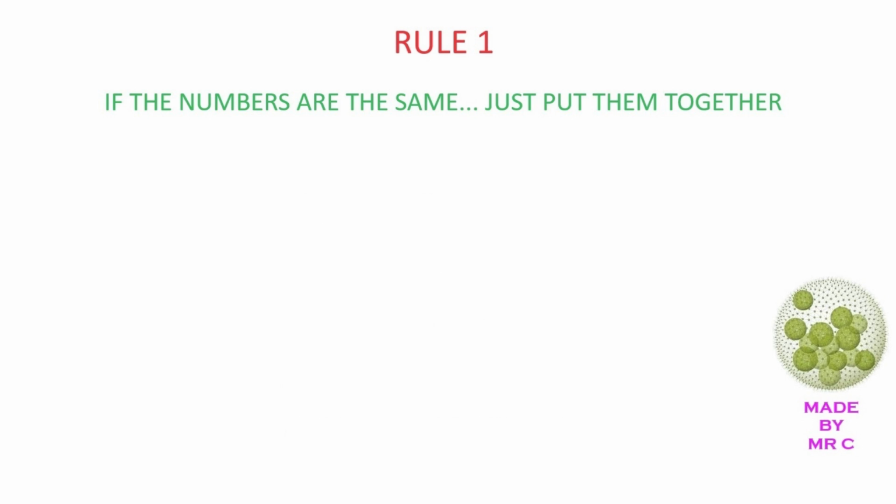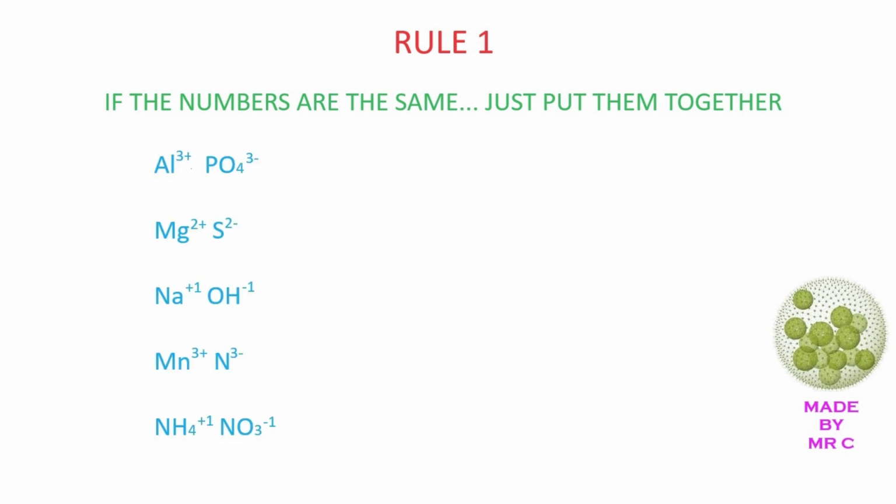Now let's try some examples. Remember, as long as you've got a cation first and an anion second, we're just going to worry about the numbers on the charges. So here are some examples. Aluminium is +3, phosphate is -3. Magnesium is +2, sulfide is -2. Sodium is +1, hydroxide is -1. Manganese is +3, nitride is -3. Ammonium is +1, nitrate is -1. Now you have a go, get the formula, and then name it. I'll give you a second to do it.